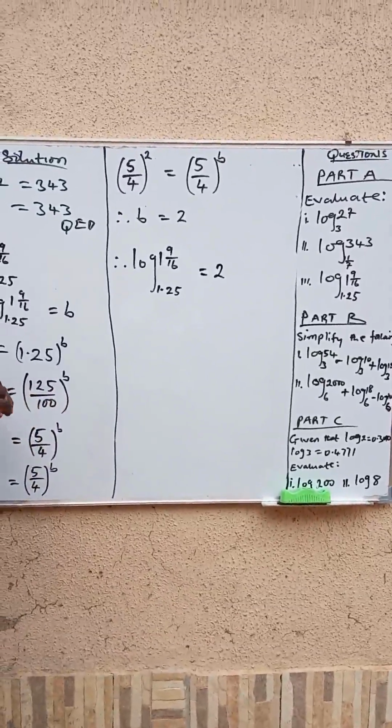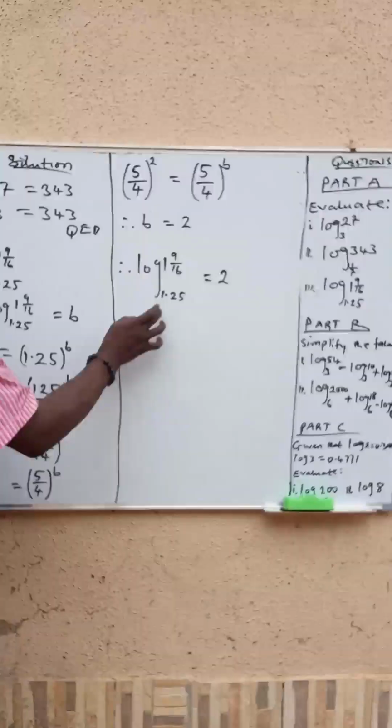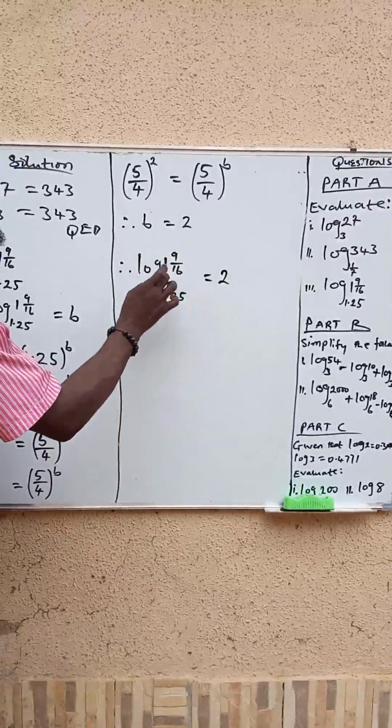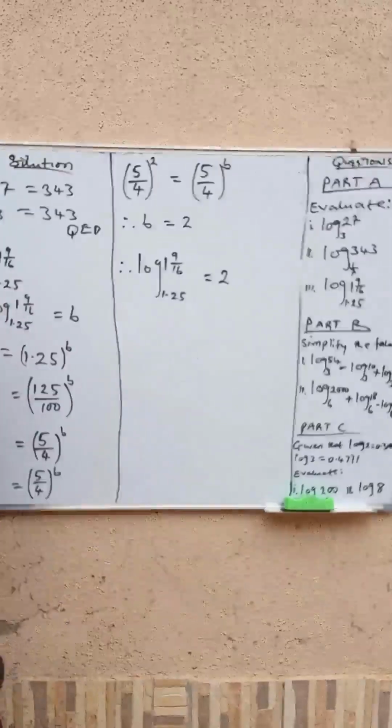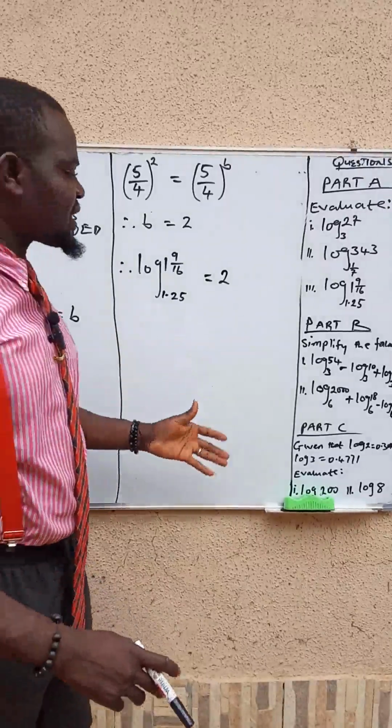And when you check this, the same way I checked the other one, 1.25 raised to the power of 2 is equal to 1 whole number 9 over 16. You get the same answer. So that is that about that.